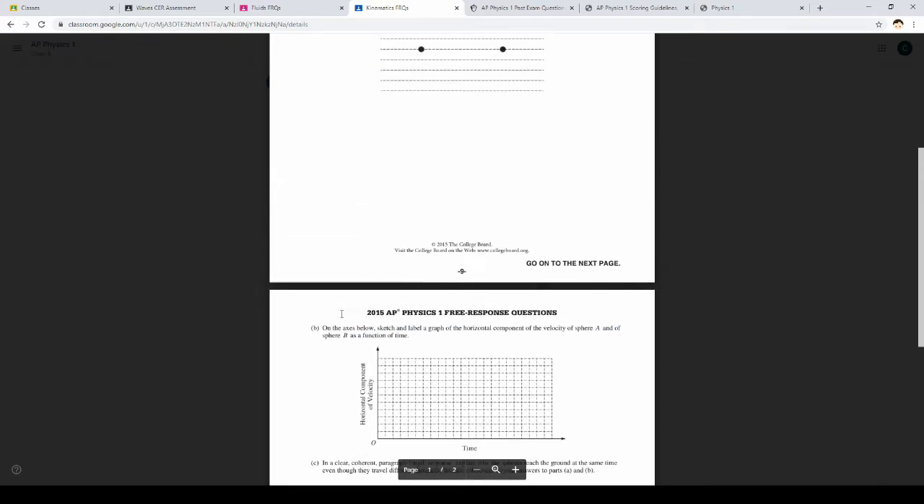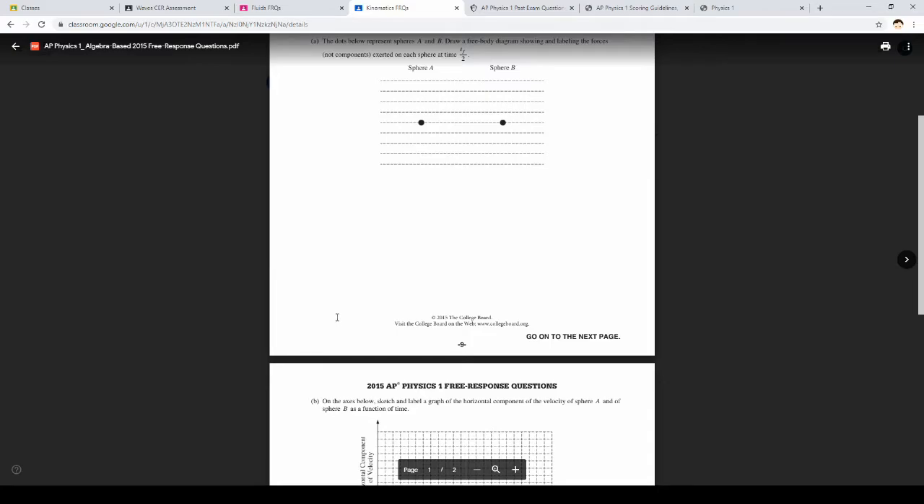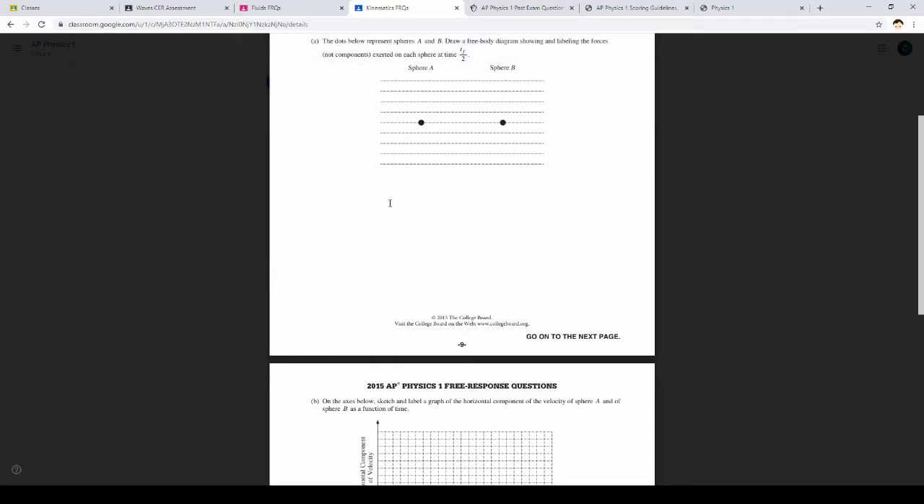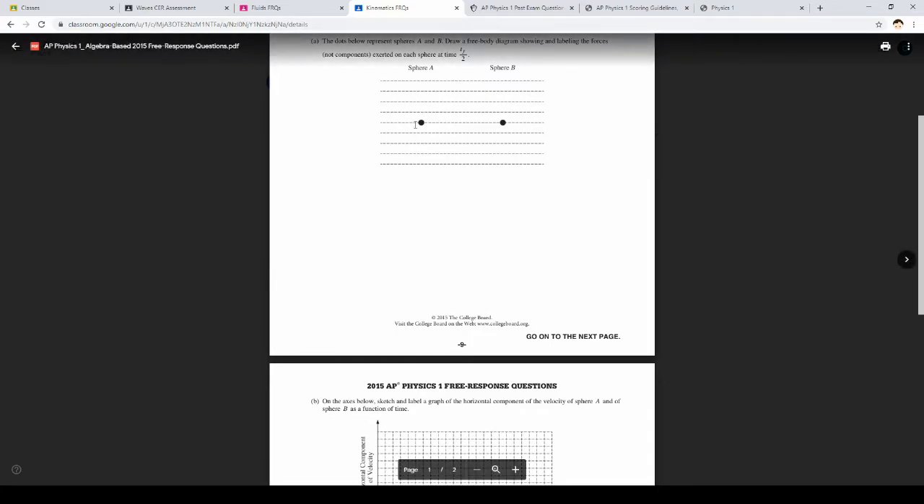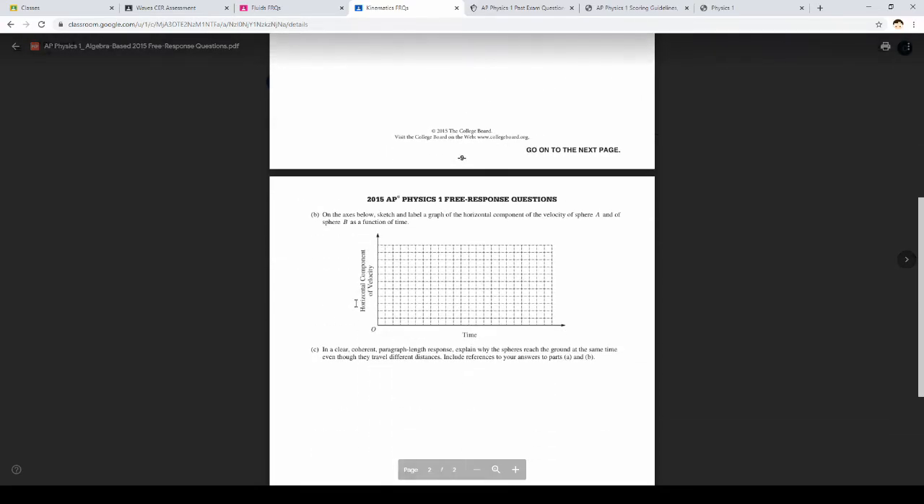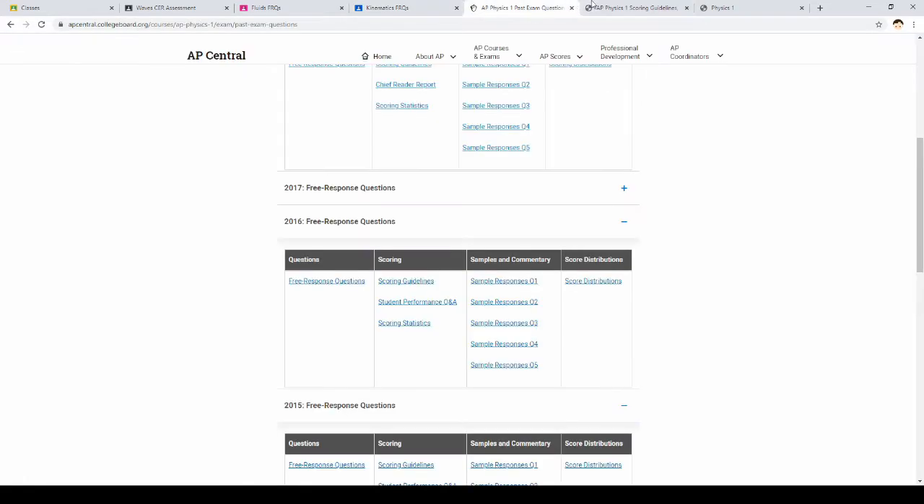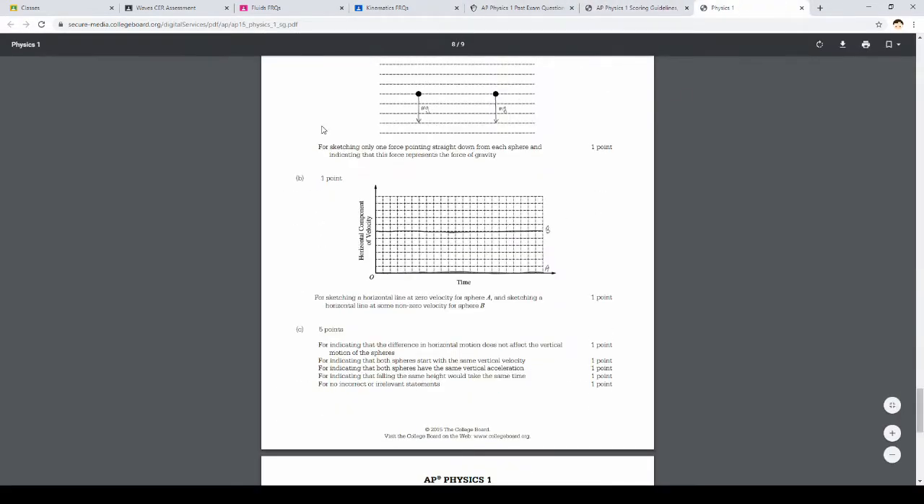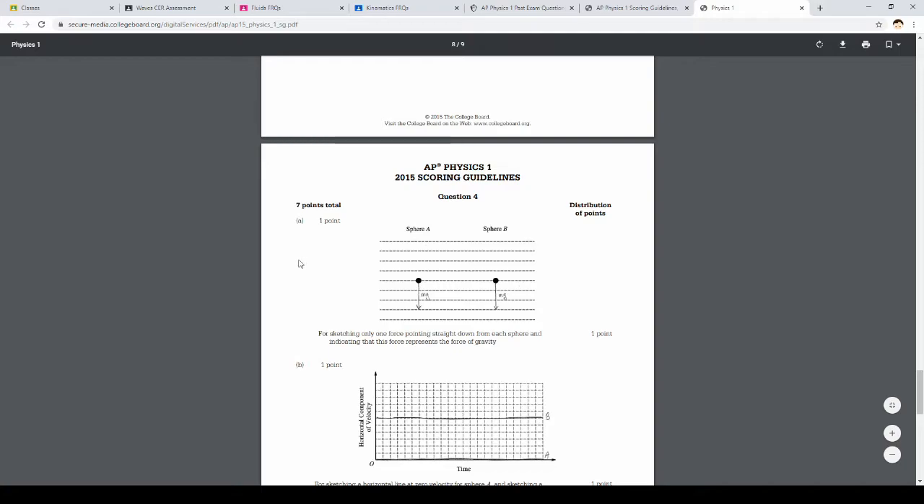Now, this is off of the 2015 exam. They've changed some of the expectations. Typically, a free body diagram would be about 2 points and a sketch would be about 2 points, but here they're actually going to be 1 point each. So here we have our answer key.